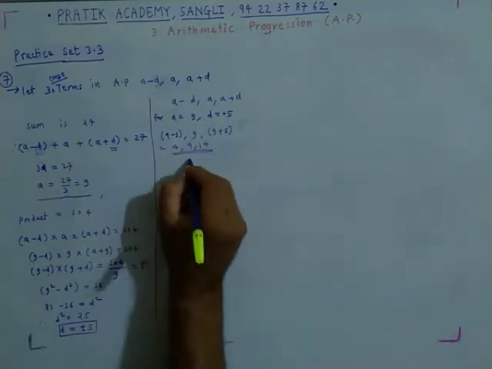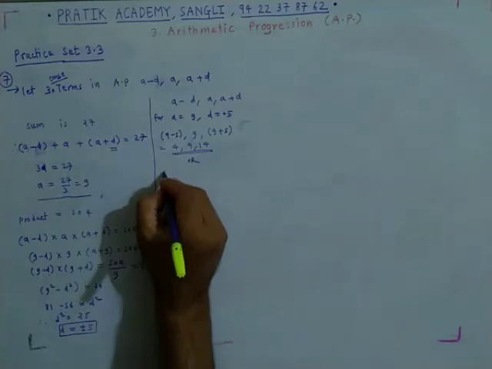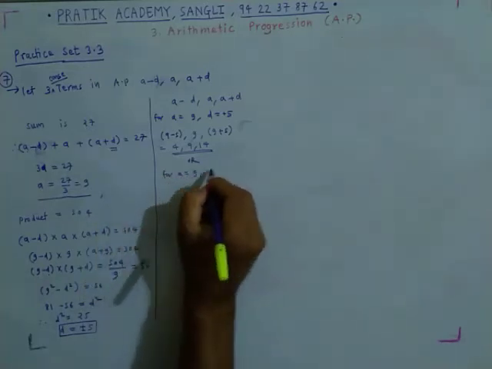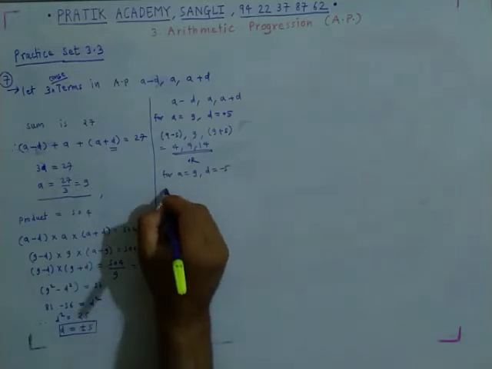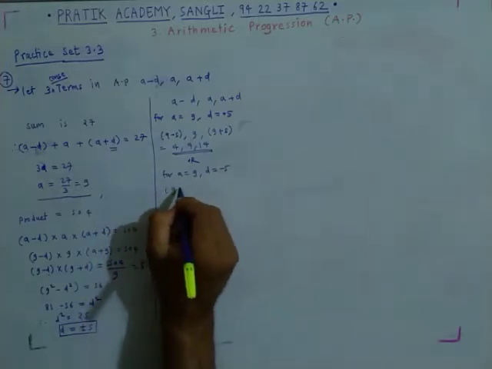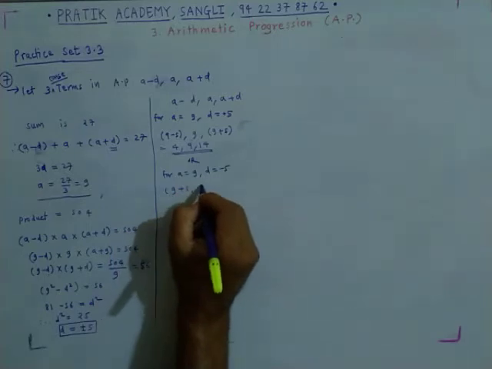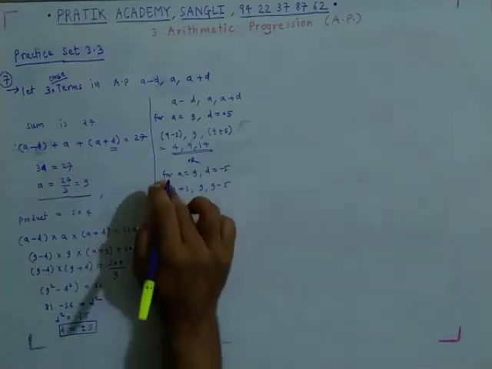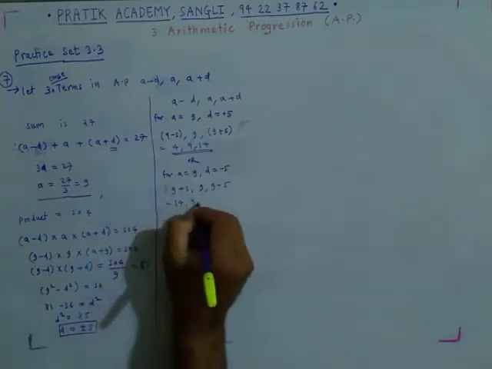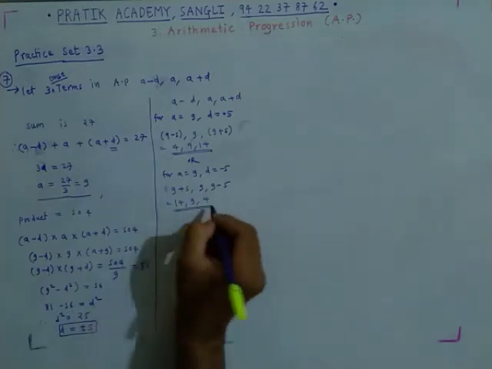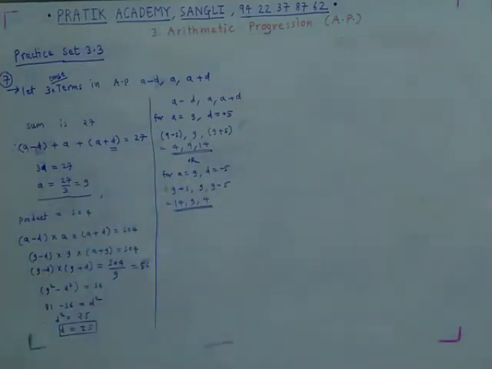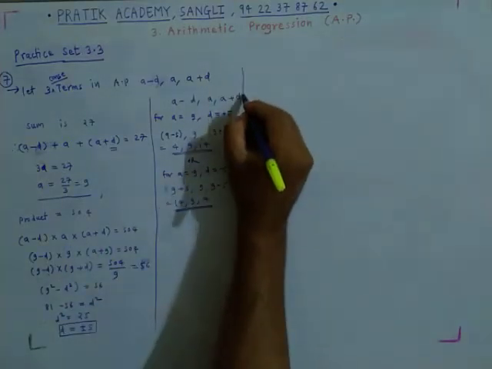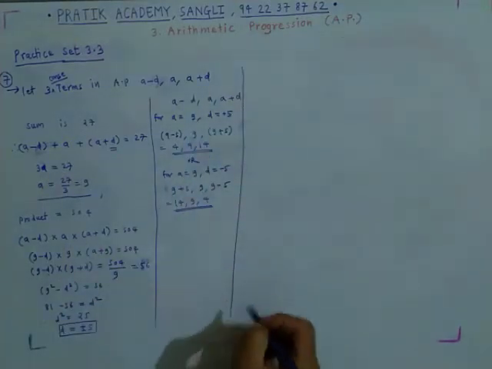Or if we take the negative difference, then the first will be 9 minus of minus becomes plus, second term as it is, and last term plus and minus becomes minus, so the terms will be 14, 9 and 4. So the three required numbers are 4, 9, 14 or 14, 9 and 4. So this is about question number 7.